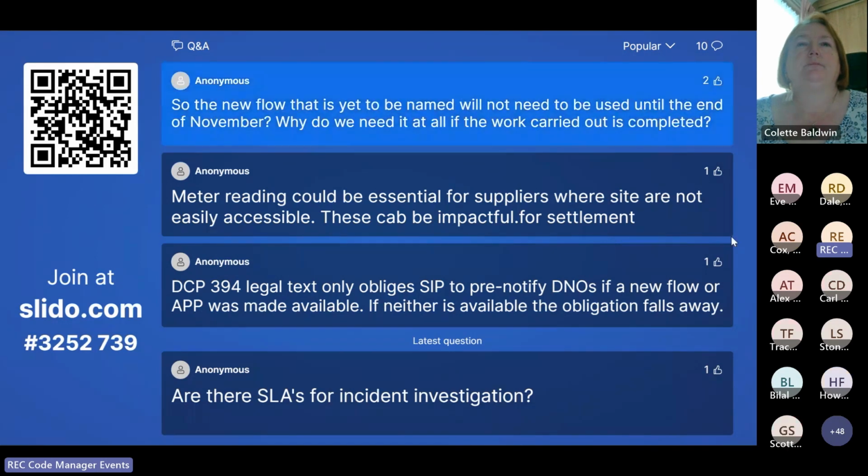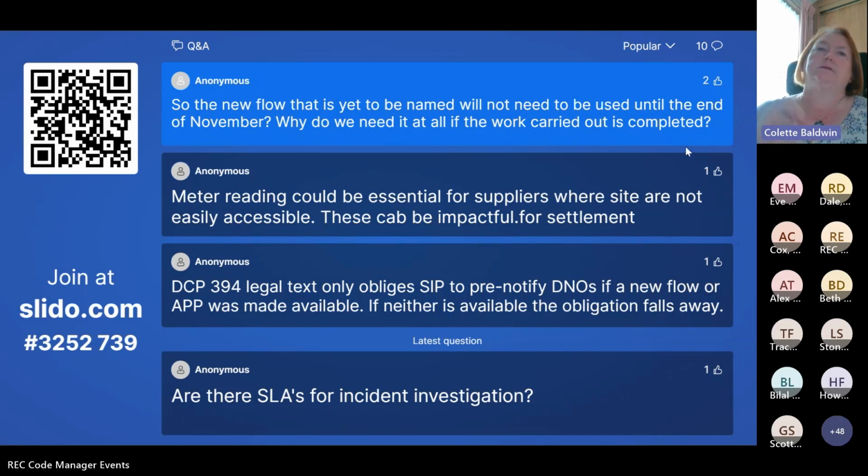The new flow yet to be named will not need to be used until the end of November. Is that correct? And why do we need it at all if the work carried out is completed? Okay, so the new flow is still to be given a number. It is the work complete flow. For those SIPs that are going to start operating, it will be implemented as soon as they are able to implement it and start working. And those supply parties that are also capable of being ready for the 30th of June and to receive flows will also use it from that point forward.